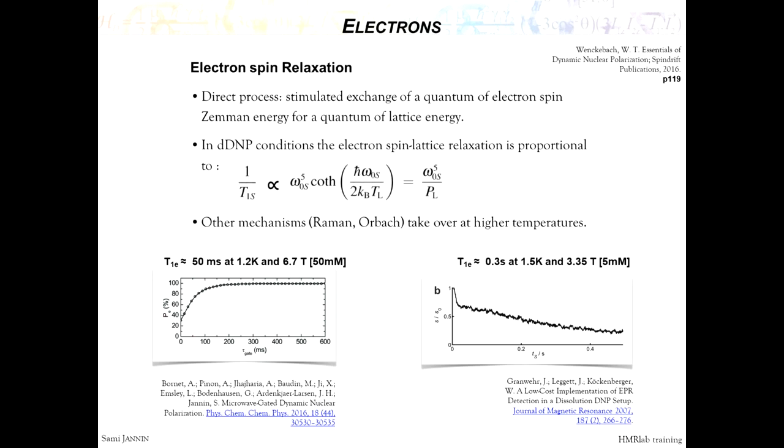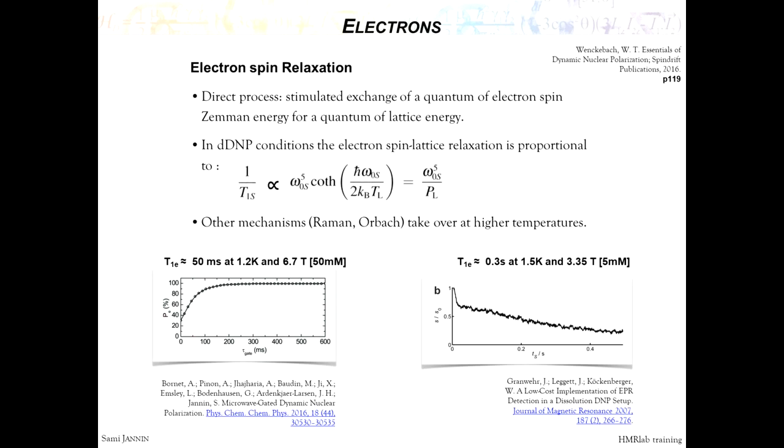So we see that if you go higher in field, it gets shorter. If you do the calculation, it's not quite correct. We miss a factor 2 or 3, but it seems like it goes in the right direction. And when we change the temperature from 1 to 4 Kelvin, it doesn't change much. So it seems to be close to this direct process.